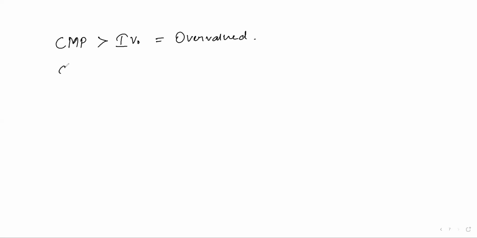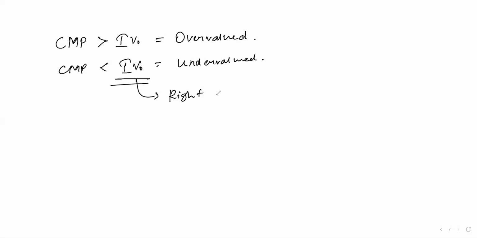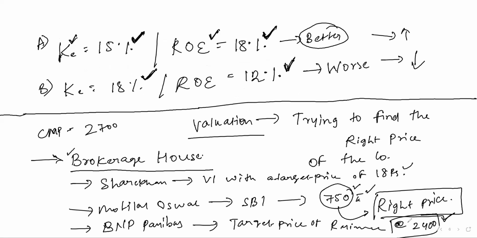And if the current market price is less than intrinsic value, it is called undervalued. You might be wondering what intrinsic value is. Intrinsic value is nothing but the right price according to your analysis. When Sher Khan said the target price for Vodafone Idea is 18 rupees, according to its analysis, the target price or intrinsic value is 18 rupees. Here the intrinsic value is 750. Here the intrinsic value is 2,400.